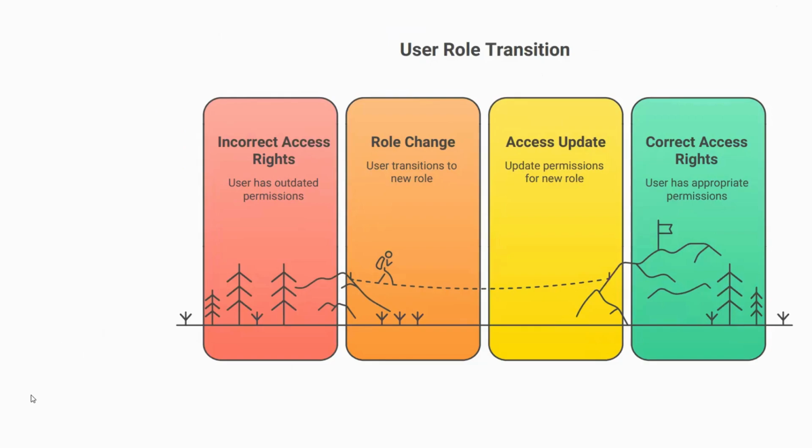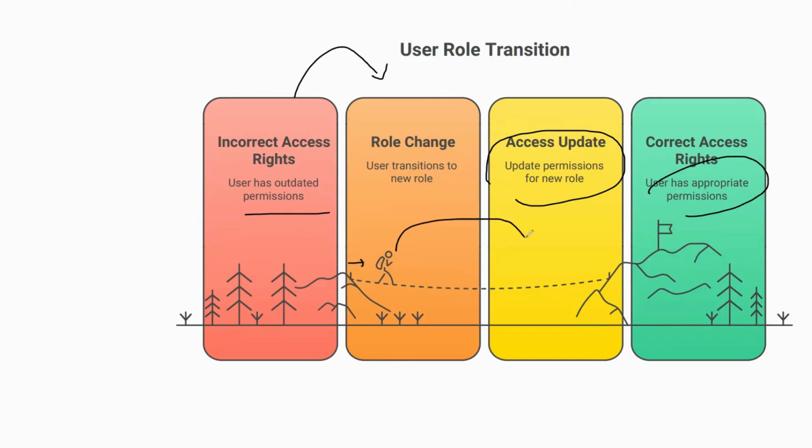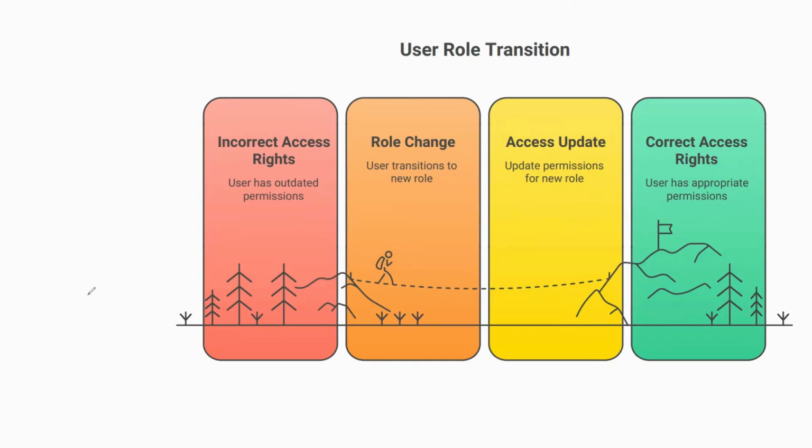Then here is a small example where you can see how the role transformation is happening. You had the incorrect access, users had outdated permissions, then a role change happened, the user transitioned into a new role, permissions are updated and they now have the appropriate rights. So the person is moving through a role change, getting the right access, and then the access is correct, meaning they have reached the milestone. Fine. So we'll move on.